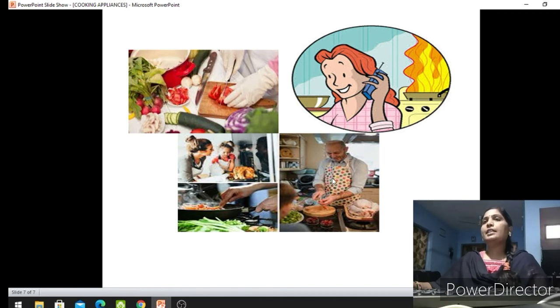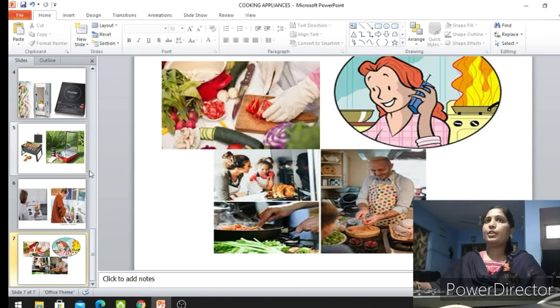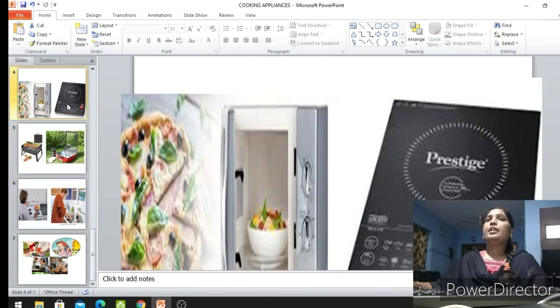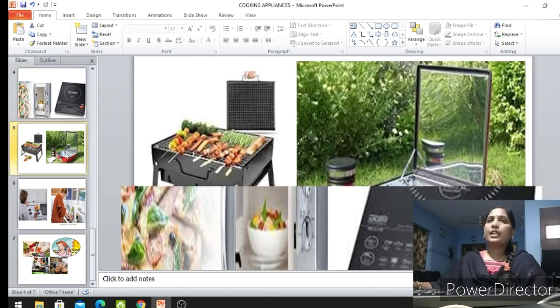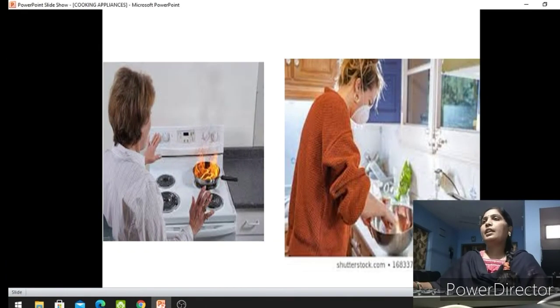Understood, children? So in today's class, you learned about the different methods, different utensils and appliances used in the kitchen. You also learned how to be safe in the kitchen. In what ways can we be safe in our kitchen? How to cook the food safely? You learned. Understood, children?